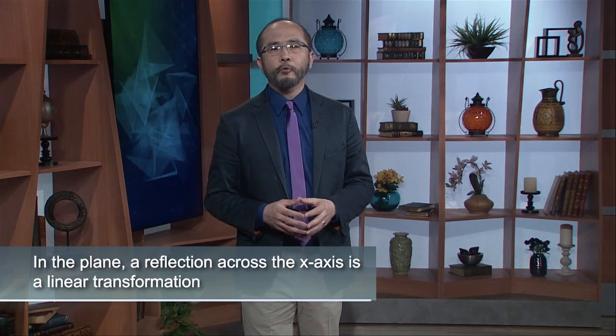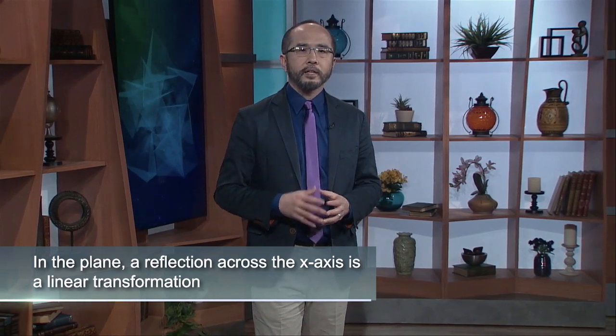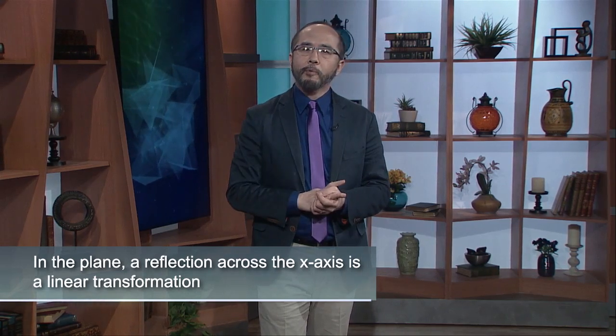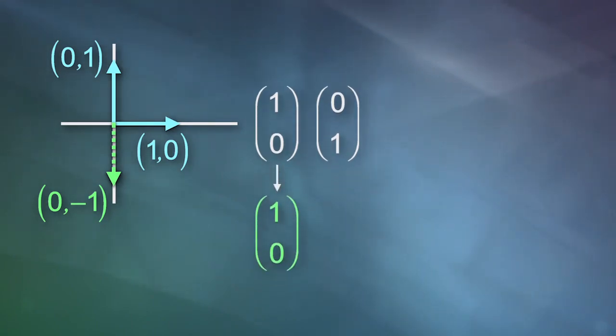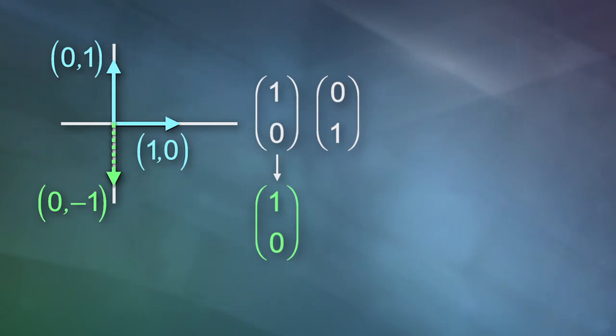In the plane, a reflection across the x-axis is a linear transformation because the linearity properties hold. If I scale a vector and then reflect, that's the same as reflecting, then scaling. And if I add two vectors and then reflect, that's the same as reflecting and then adding the two vectors. Now, if I want to represent this reflection by matrix multiplication, I just need to figure out where the standard basis vectors (1, 0) and (0, 1) go. You can see that (1, 0) is not changed by this reflection because it's pointing along the x-axis, and so reflecting about the x-axis doesn't change it. So it just goes to (1, 0).